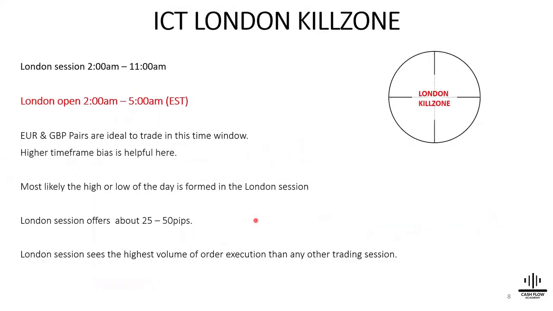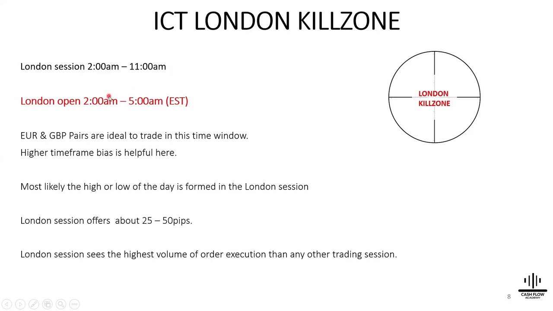And secondly, we have the ICT London Killzone. London session, we all know it is 2 a.m. to 11 a.m. But the London Killzone, which is the London Open, is 2 a.m. to 5 a.m. It's another brief hour into the London session. So we as the smart money traders, we don't wait to take trades throughout the London session. No. The London session is what gives momentum to our trades. We enter at the beginning of the London session. This is when the London session begins.